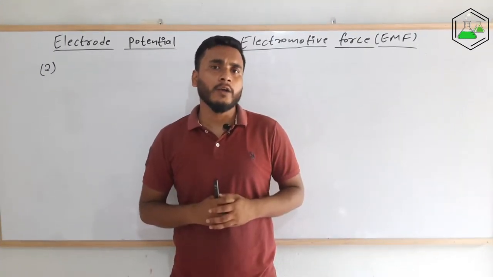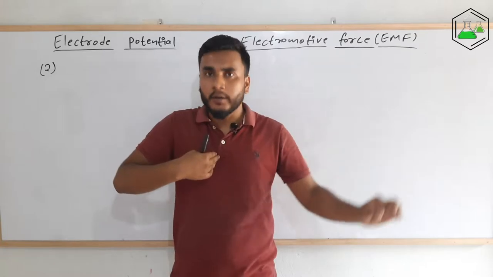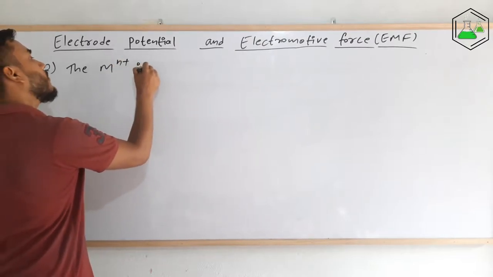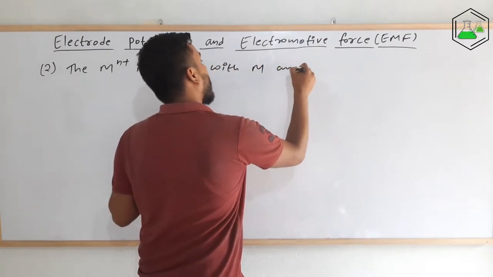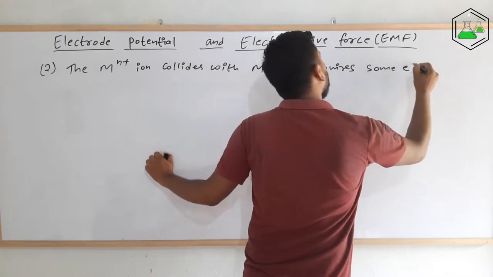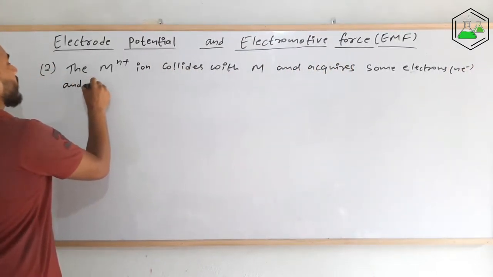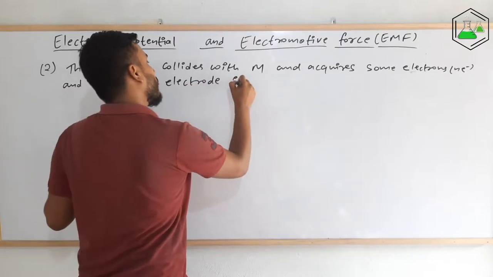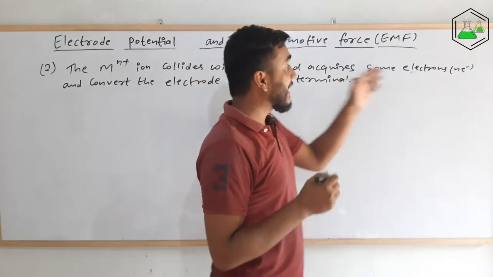In the second case, the metal ion collides with the metal and acquires some of the electrons of the metal and converts it into the positive terminal. Let me write that. The metal ion, that is Mn+ ion, collides with metal M and acquires n electrons and converts the electrode into a positive terminal.